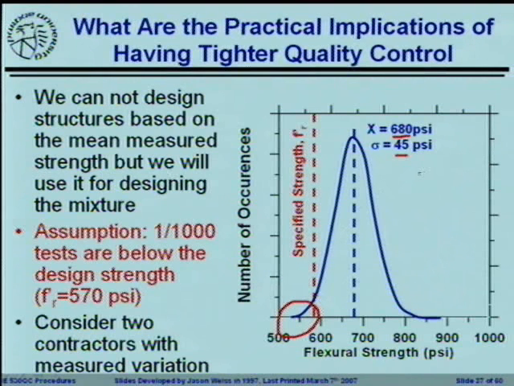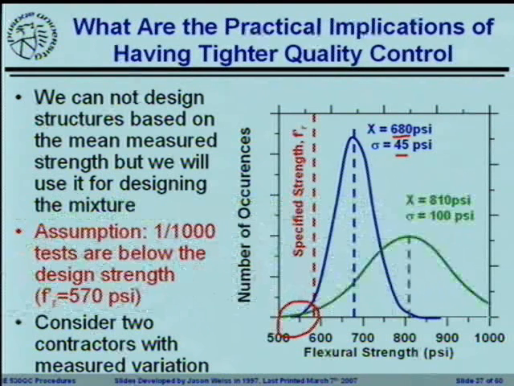So one contractor has a standard deviation of 45 psi, the other has a standard deviation of 1,000 psi. If both have the same percentage of failures, you would have to design for a much higher strength when you have higher variability. So the lower variability enables you to have a much tighter design.